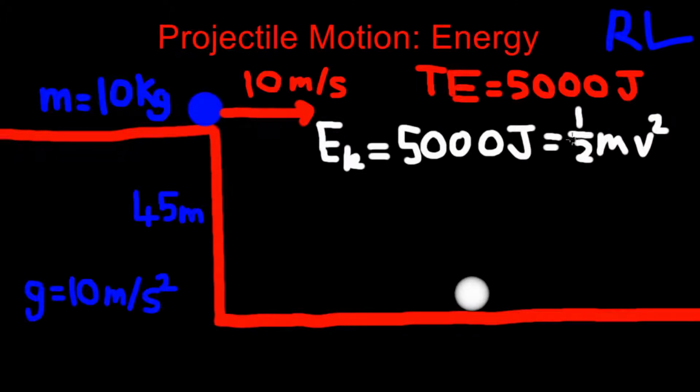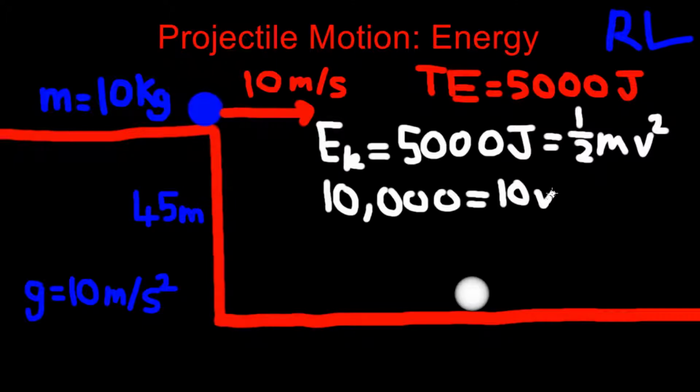So now all we have to do is move things around. We've got a half here, so if we times both sides by 2, that'll get rid of that. 5,000 times 2 will be 10,000, which now just equals mv squared. And we know from before, 10 kilograms, so this is now 10 v squared. Once we've done this, divide the 10 across, we go from 10,000 to 1,000. Equals v squared. Square root both sides gives us the square root of 1,000 equals v.